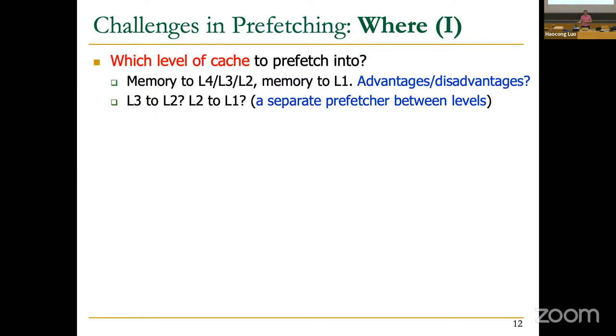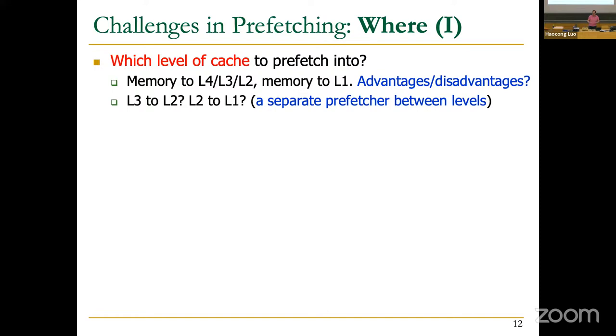Okay, so the other challenge is where. Where has multiple aspects, as we discussed. Which level of cache do you prefetch into? Do you prefetch from memory to L4, L3, L2, L1? I'm not going to go into all of the trade-offs here, but it's similar to where you bring the data into the cache on a read. Usually you don't prefetch into L1 because L1 is very small. If you do a lot of prefetching into the L1 all the way from memory, you may be more speculative. You need to be more careful when you prefetch into the L1. If your cache is very large, you can afford to be less careful.